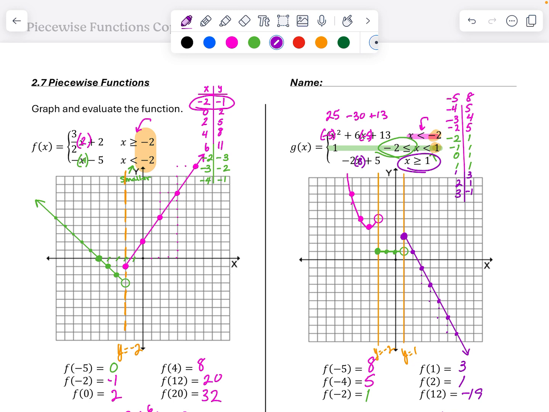And it all comes from paying close attention to these inequalities. All right, my friends, that is everything you need to know about piecewise functions. If you have any questions, ask me in class or send me an email.